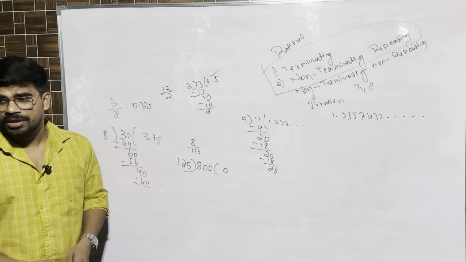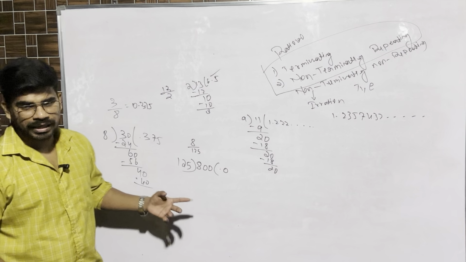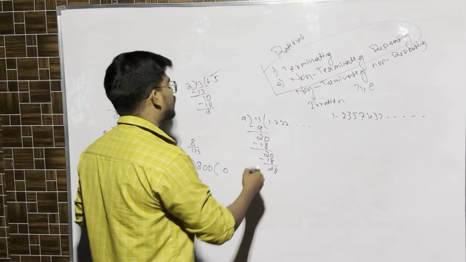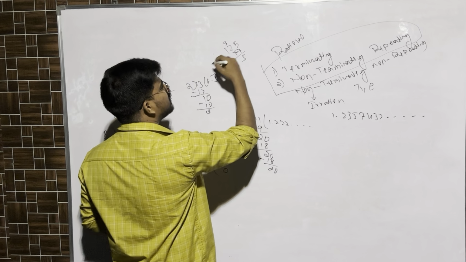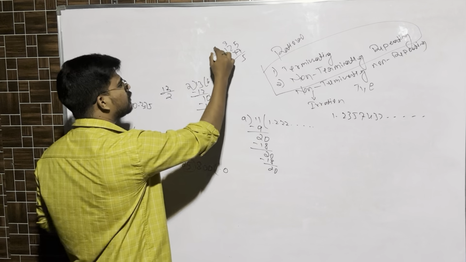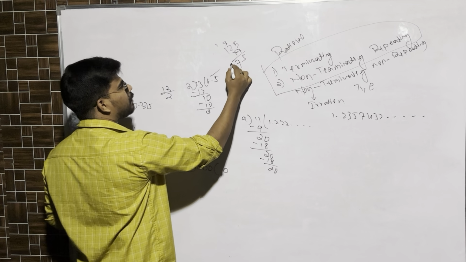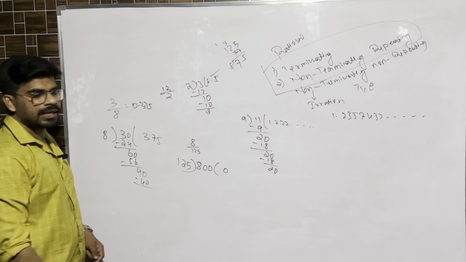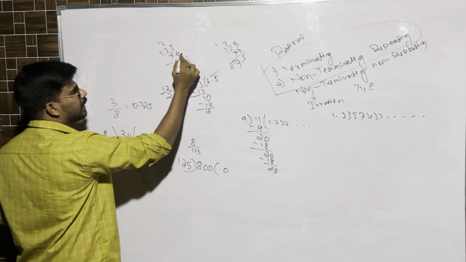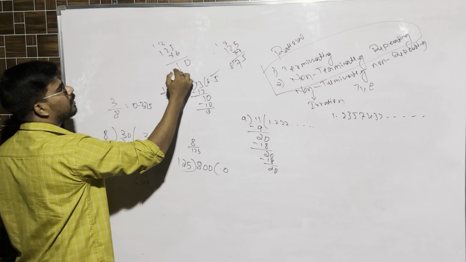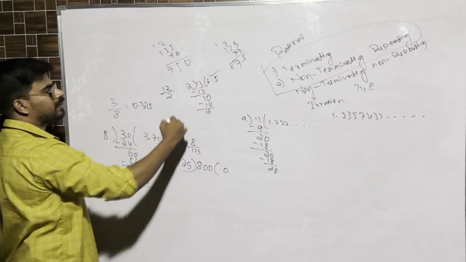500 ka double, it will become 1000. That's why we are not taking 8. We'll check 125 into 7. 7 5s are 35. 7 2s plus 3, 7 1s plus 1, 8. 857. It is bigger. So 125 into 6. 5 6s are 30. 6 2s plus 3, 6 1s plus 1, 750.